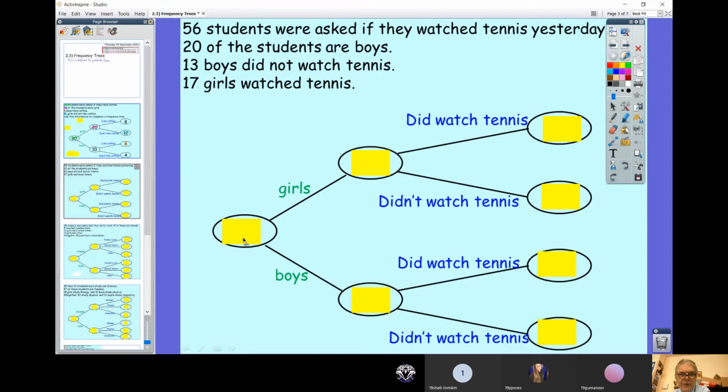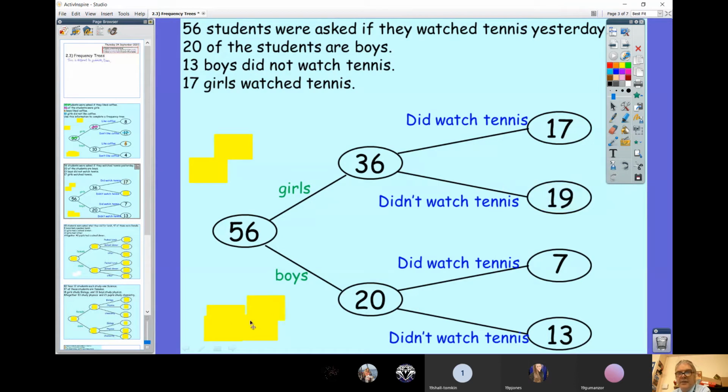So let's just check this. We've got 56 students. We're told that 20 are boys, so obviously 36 are girls. We're told that 13 boys did not watch tennis, so those who did watch tennis must be the 7. And then 17 girls watched tennis, so it must be 19 that didn't. So another nice straightforward one. Just getting used to the idea of how they work. You're filling in the gaps from the information.